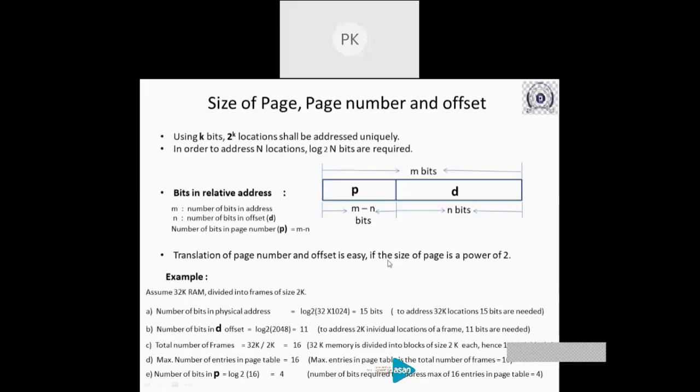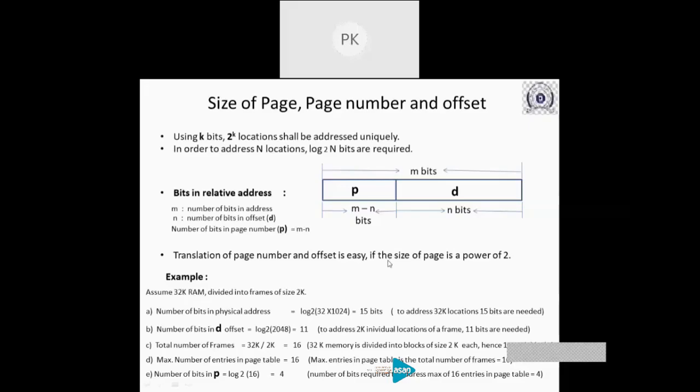So when we have 32K RAM and 2K size frame, the number of bits in the address is 15 bits. The number of bits in offset is 11 to address these 2K locations. The number of frames is equal to 32K by 2K, which is 16. The maximum number of entries in the page table is 16, the total number of frames in the RAM. The number of bits in page number is the number of bits required to address these 16 locations of the page table, that is 4.